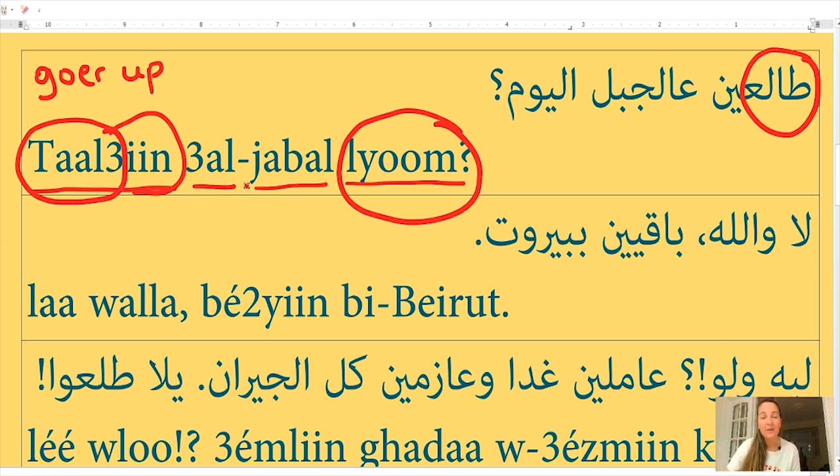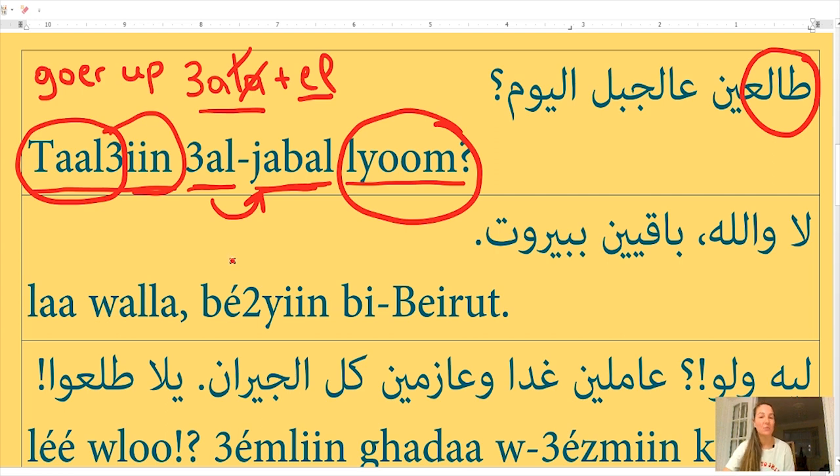Now, على الجبل, جبل means mountain. على الجبل, literally on the mountain, but of course here it means to the mountain, it doesn't mean on the mountain. But if I break عَل down, it's عَلَى plus إِل, which means to the mountain. But I could have said here طالعين على الجبل اليوم, today. But what I did is I abbreviated the على and I just use ع, which is perfectly fine. So I said طالعين ع الجبل اليوم. So I joined them together, and of course I make a liaison always.